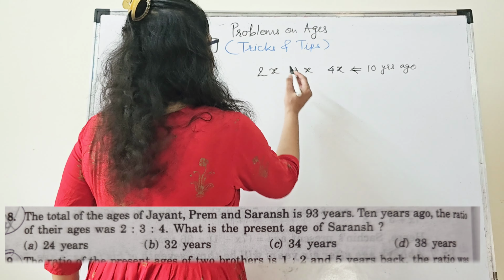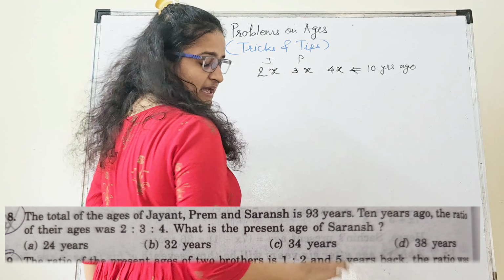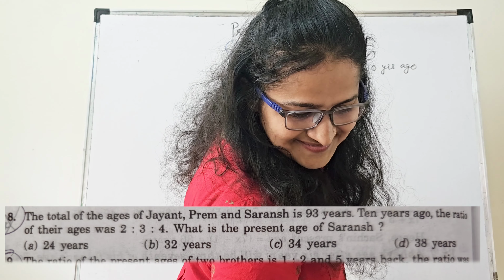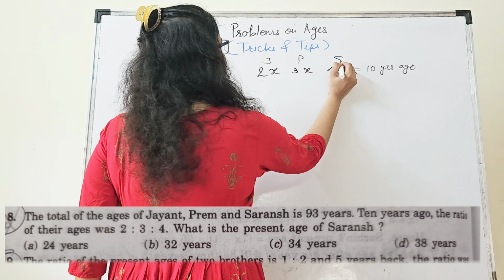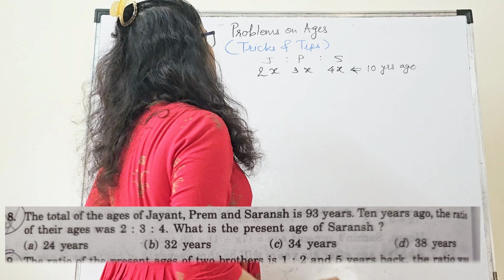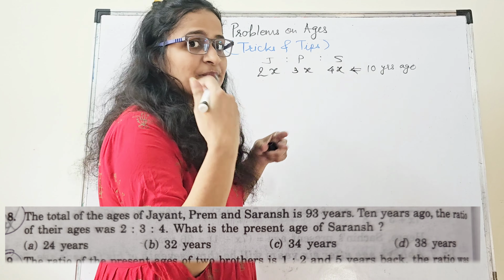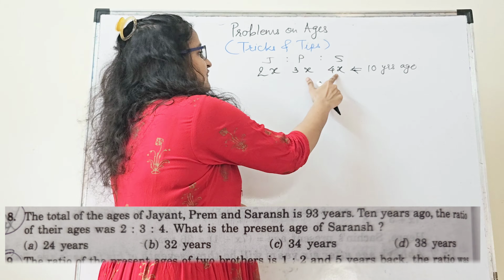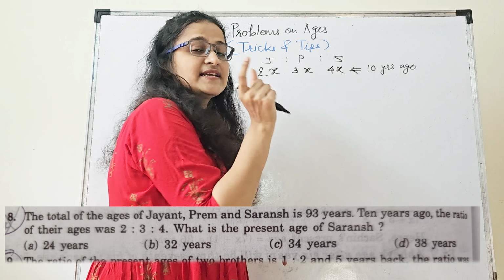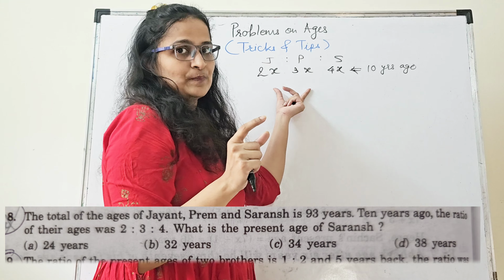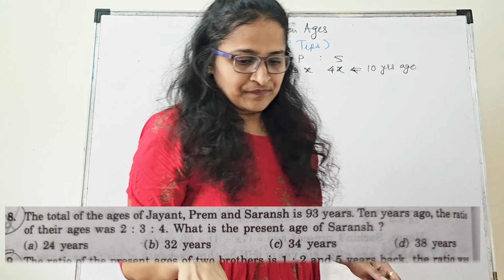Jayant, Prem and who is that? Saransh. Okay, Jayant, Prem and Saransh. Okay, so these are three people. Assume their ages as 2x, 3x and 4x respectively, and these are the ages 10 years ago. Now what are they saying?